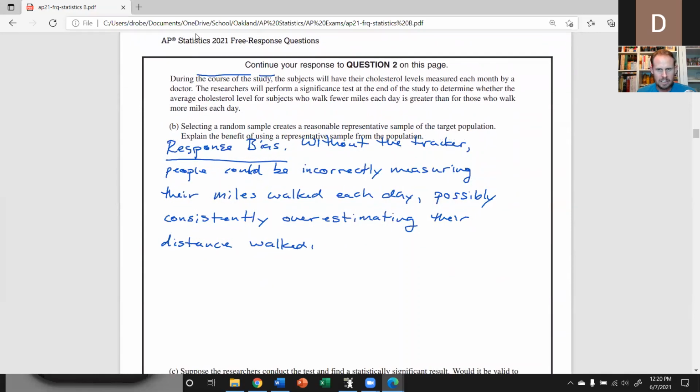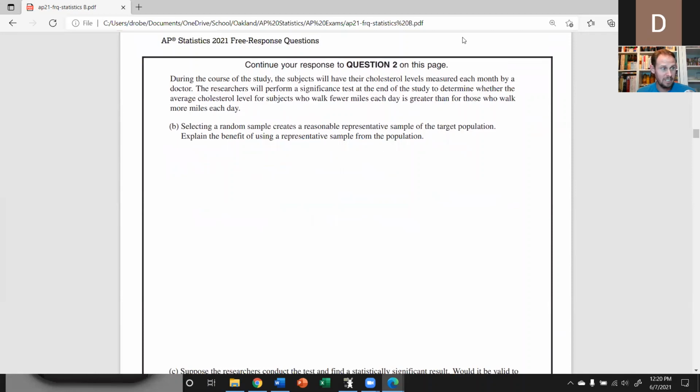All right, part B. I gave you a long blank for part A, but you didn't really have to write that much, guys. During the course of the study, the subjects will have their cholesterol levels measured each month by a doctor. The researchers will perform a significance test at the end of the study to determine whether the average cholesterol level for subjects who walk fewer miles each day is greater than those who walk more miles each day. Selecting a random sample creates a reasonable representative sample of the target population. Explain a benefit of using a representative sample from the population.